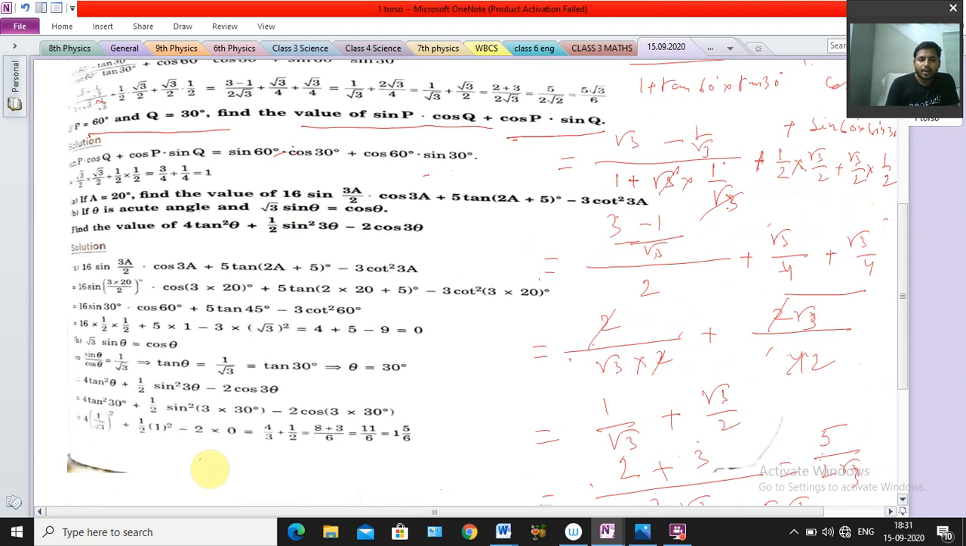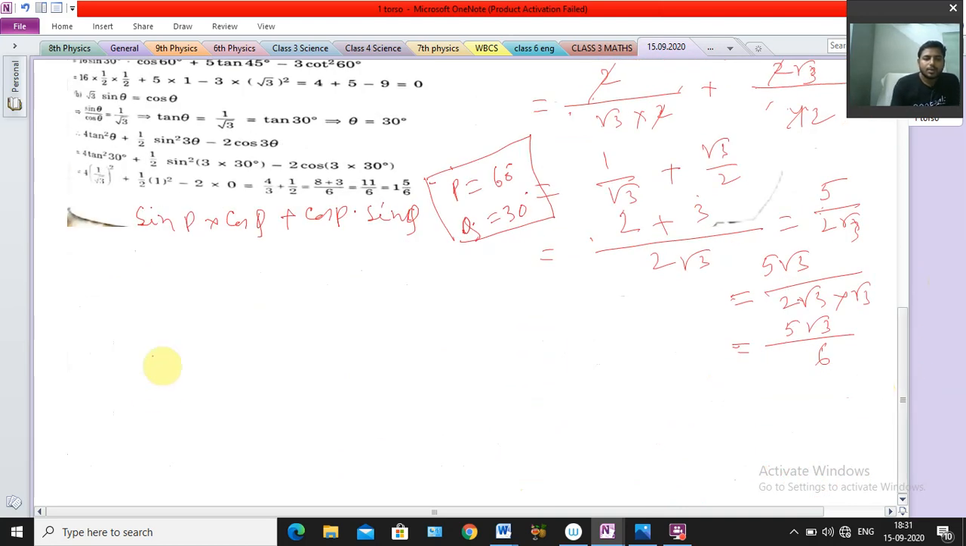I am writing here sin P into cos Q plus cos P into sin Q. That is the question, sin P cos Q plus cos P sin Q, where P is also given and Q is also given. P equal to what, sir? 60 degrees and Q 30 degrees. That is given in the question. Clear? So now we find out the values. Just put it.